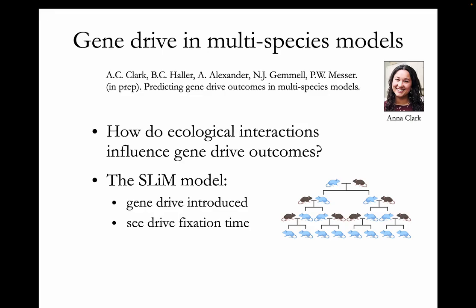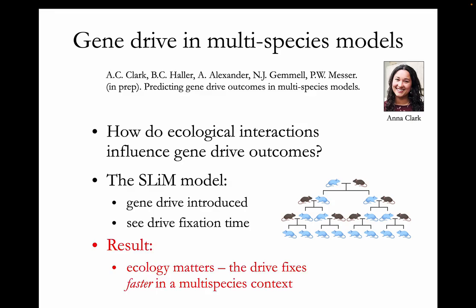Honestly, it's rather scary. So in Anna's model, she introduces a gene drive into the mice, for example, and observes the drive fixation time. And in her model, she can turn the ecology off and on. She can basically turn it into a one-species model of a gene drive in mice, or keep it as a multi-species ecological model with a gene drive in mice. And what she's observed is that the ecology matters. The gene drive fixes significantly faster in a multi-species context.